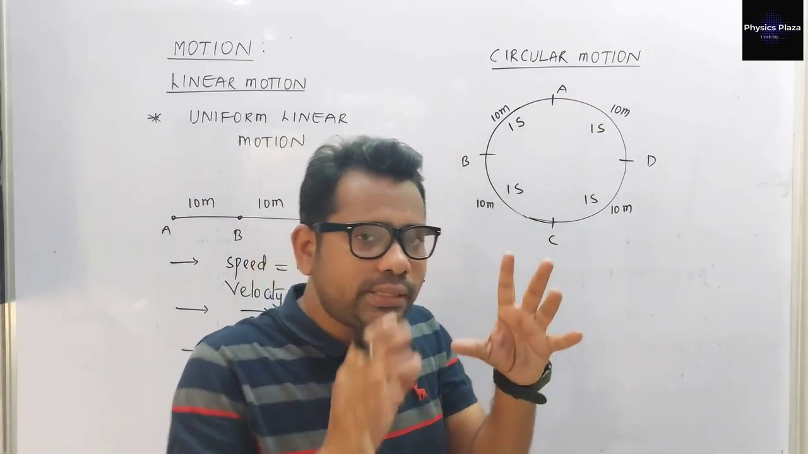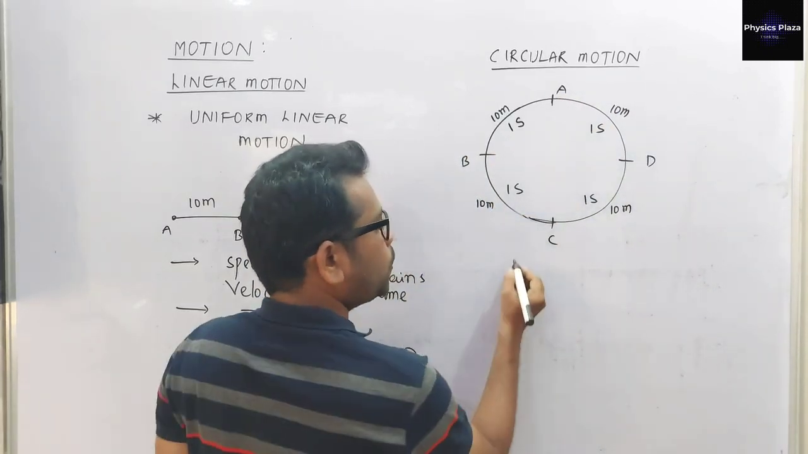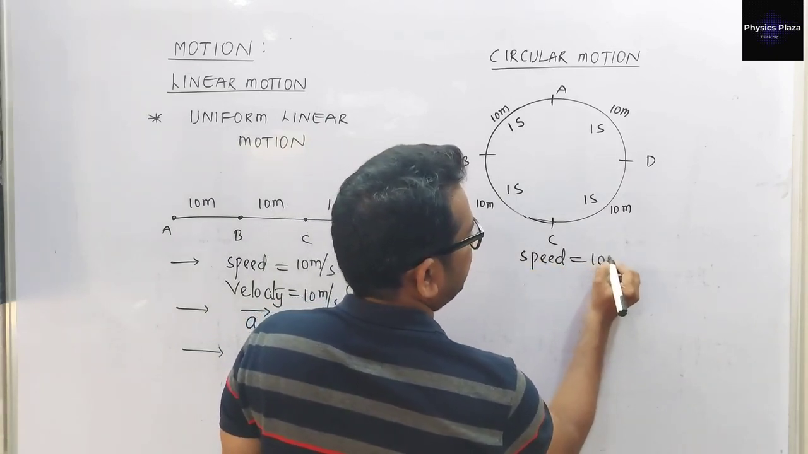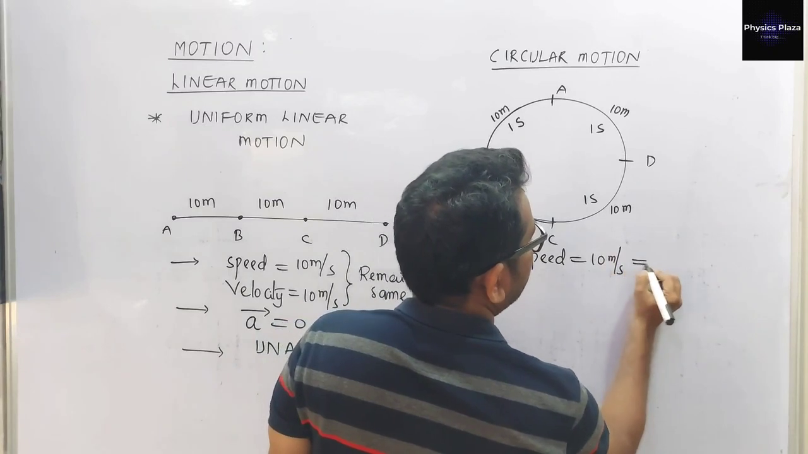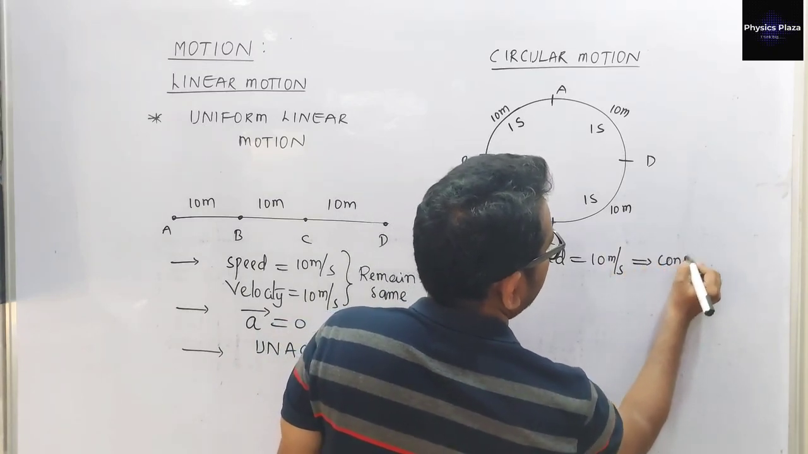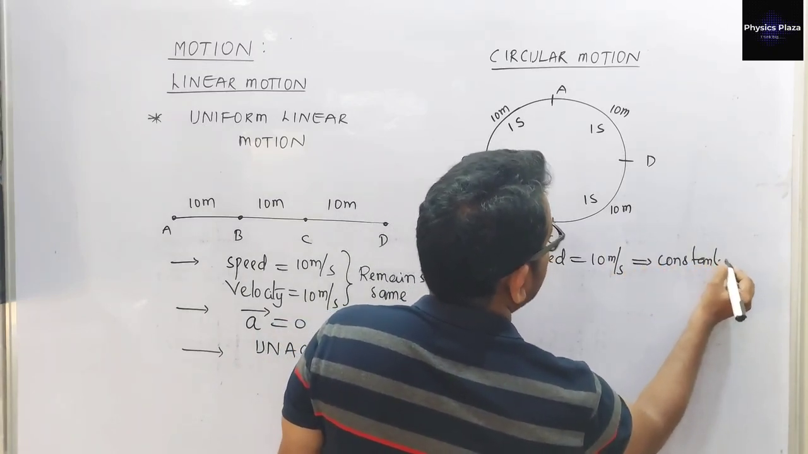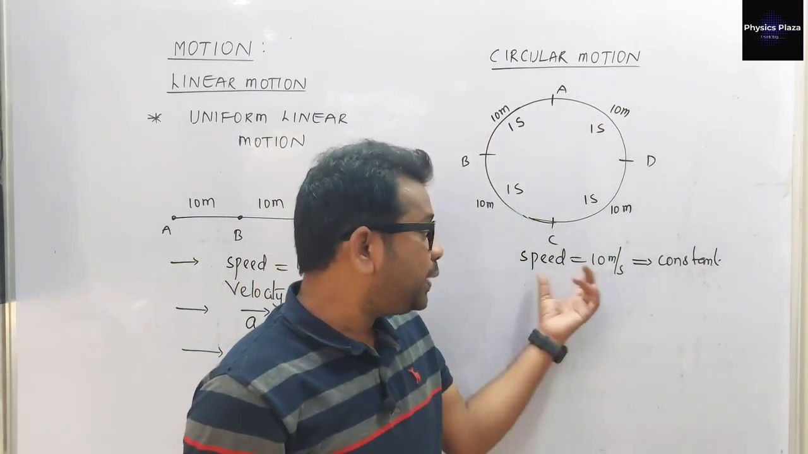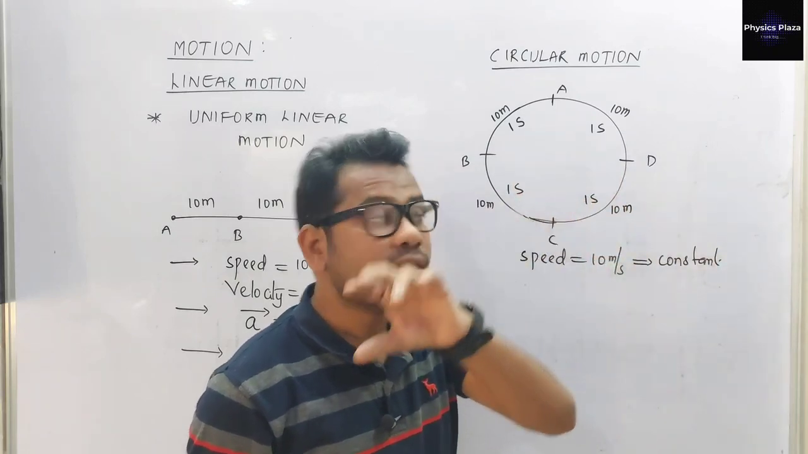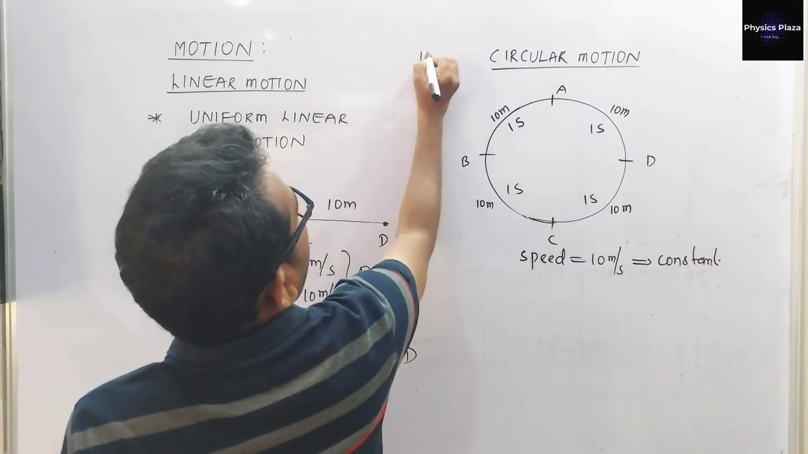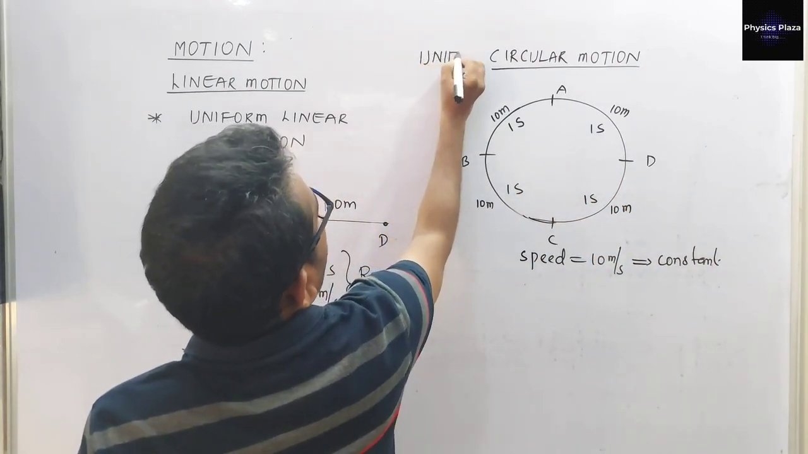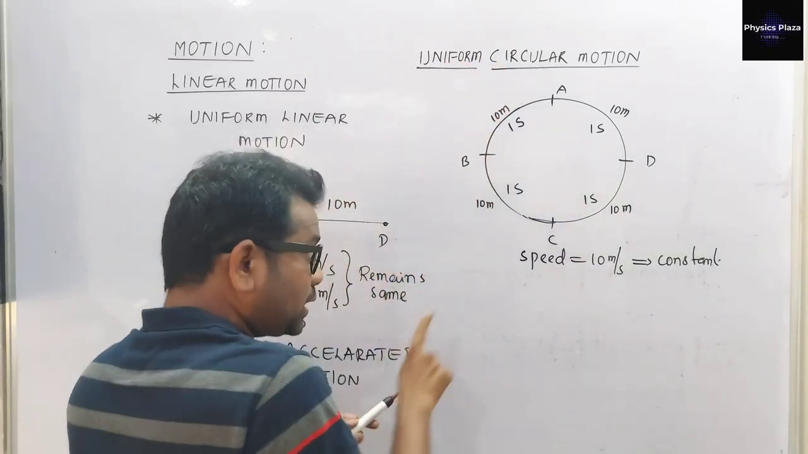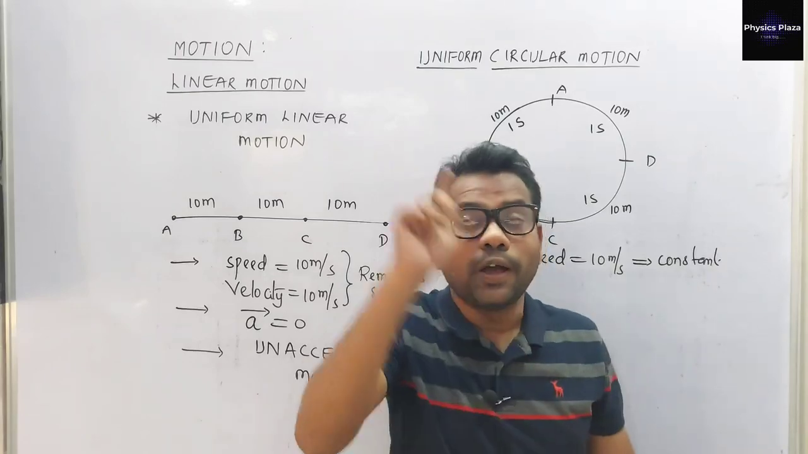And children, is there any change in the speed? No. Speed is 10 meter per second, and it is constant. So the body is going along a circular path such that its speed remains the same. Then such circular motion is called uniform circular motion.